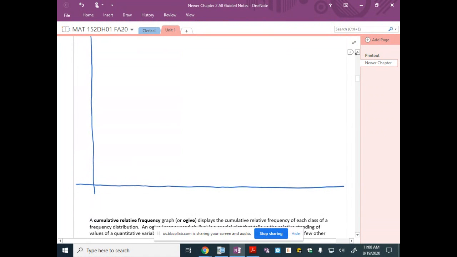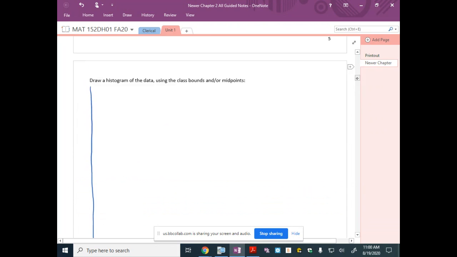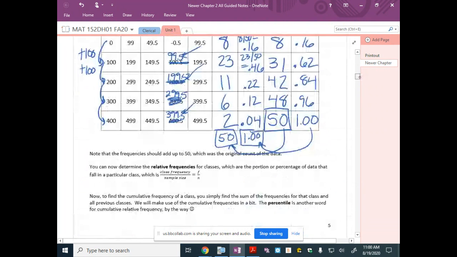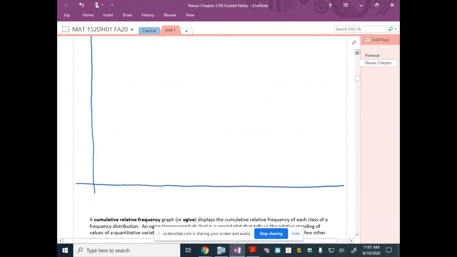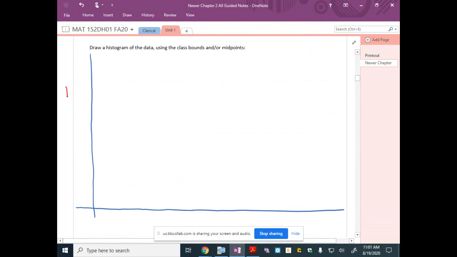So the highest frequency is what? 23. So basically the frequency will go on the vertical axis. We can go in fives here.